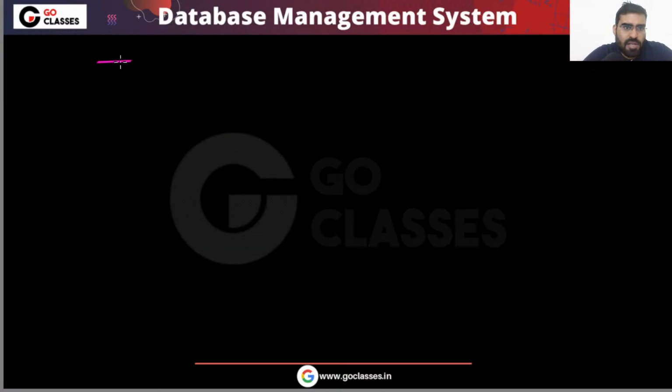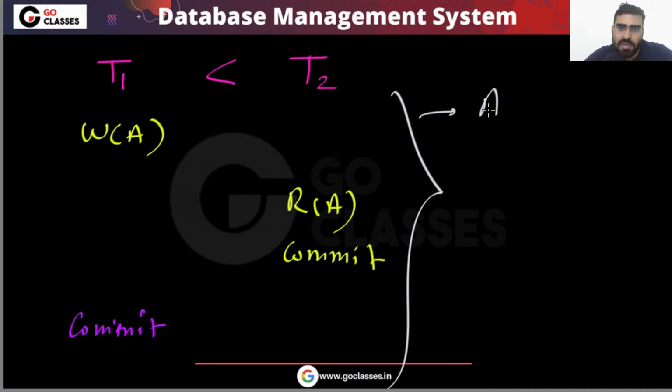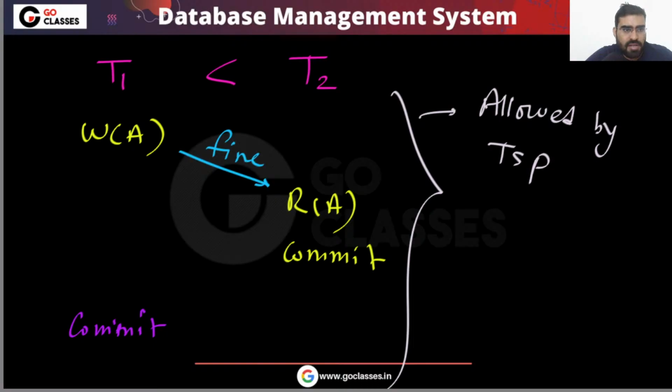Consider this example. Consider T1 whose timestamp is less than T2's timestamp. Maybe this is the write operation, this is the read operation, and this is the commit. You can clearly see this is perfectly fine. This is allowed by TSP. You can commit here, and this T1 can abort here. So you can note this is not recoverable.